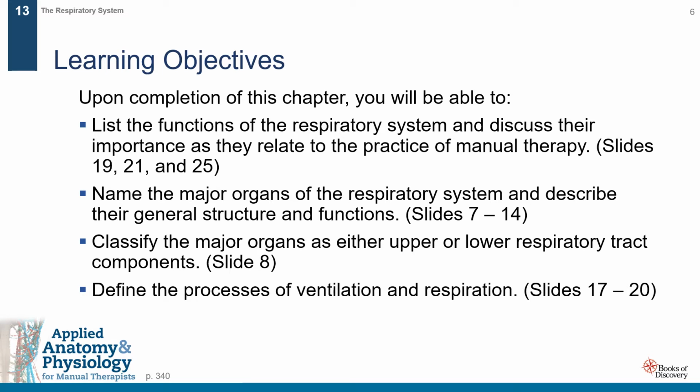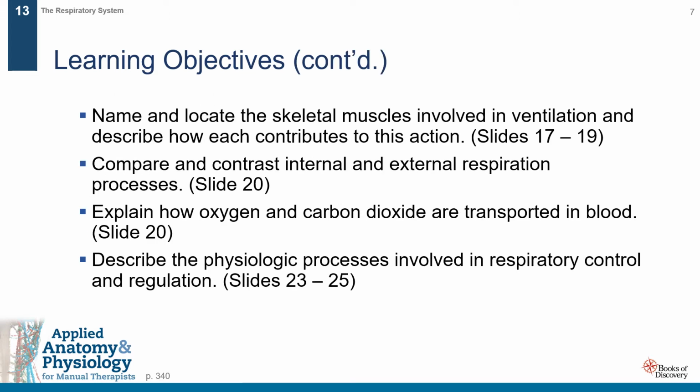The learning objectives for today's lecture are that upon completion of this chapter, the students will be able to list the functions of the respiratory system and discuss their importance as they relate to the practice of manual therapy, name the major organs of the respiratory system and describe their general structure and functions, classify the major organs as either upper or lower respiratory tract components, and define the processes of ventilation and respiration. Name and locate the skeletal muscles involved in ventilation and describe how each contributes to this action.